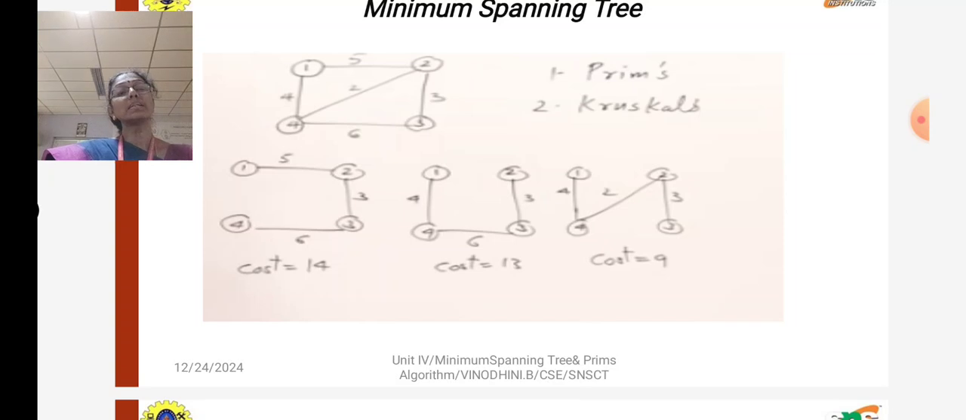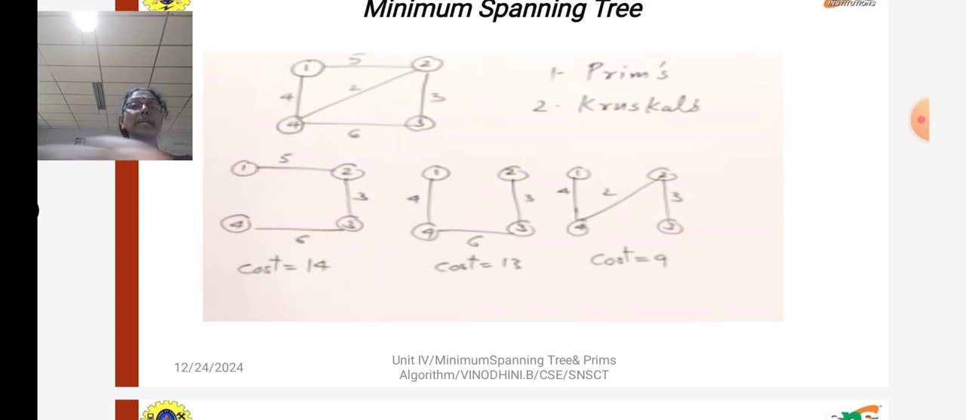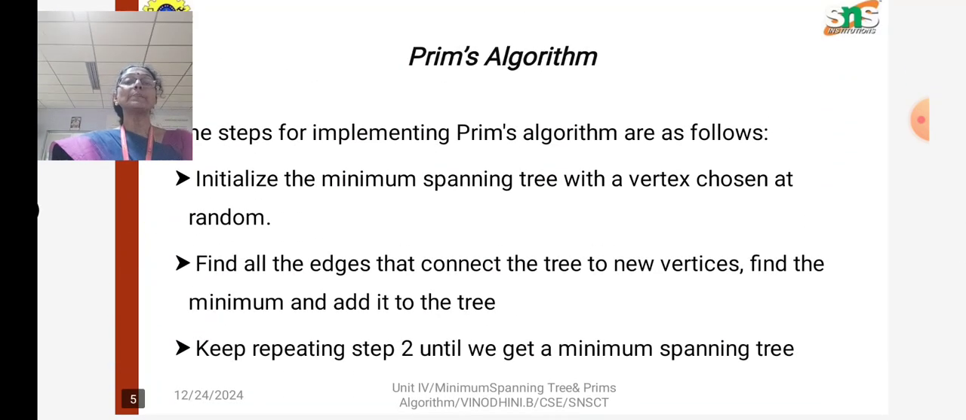That could be found if our number of vertices is 3 or 4. Suppose the number of vertices is more than 7 or 8, we cannot find it manually. So we use an algorithm to find the minimum spanning tree, that is Prim's and Kruskal's. So what is Prim's?